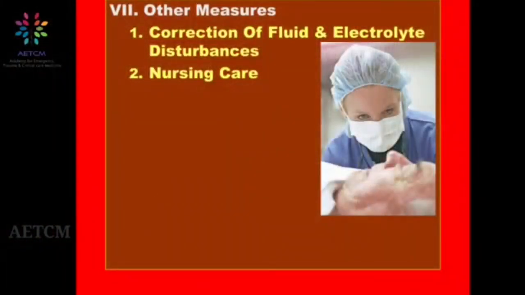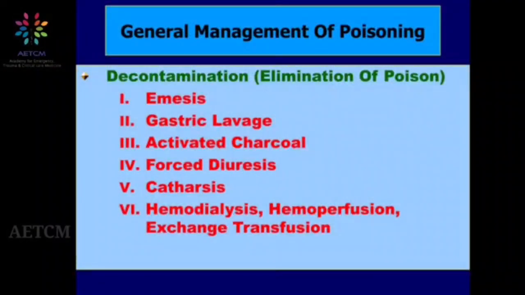Moving on, but always remember the other adjuvant measures, which include correction of fluid and electrolyte disturbances, and also other supportive and nursing care. So that was a quick overview of the general management of the poisoning patient. In the next session, we will discuss in detail the general management of poisoning with specifics to decontamination, including emesis, gastric lavage, activated charcoal, forced diuresis, catharsis, and also hemodialysis, hemoperfusion, and exchange transfusion. Thank you.